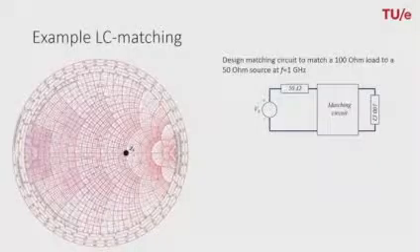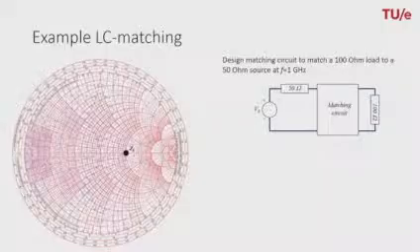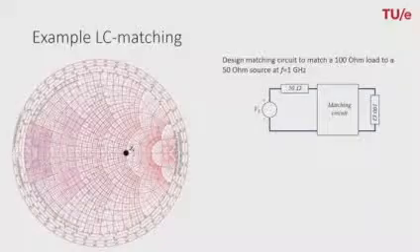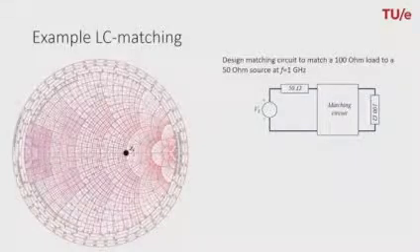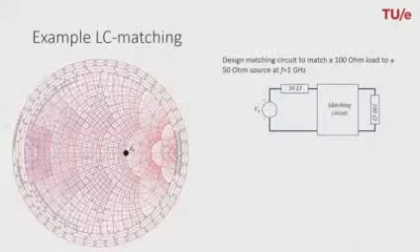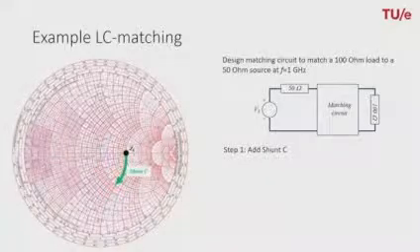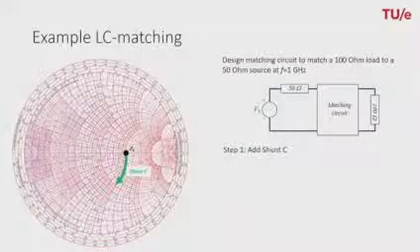Now, let us take a closer look at an example of LC matching. In this example, we have a 100 ohm load and we want to match it to a 50 ohm source by using this matching circuit, and the design frequency is 1 gigahertz. The first step could be to add a shunt capacitor, which brings us along a circle with constant conductance to another point on the Smith chart.